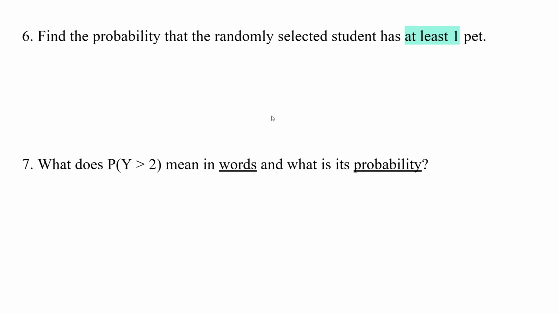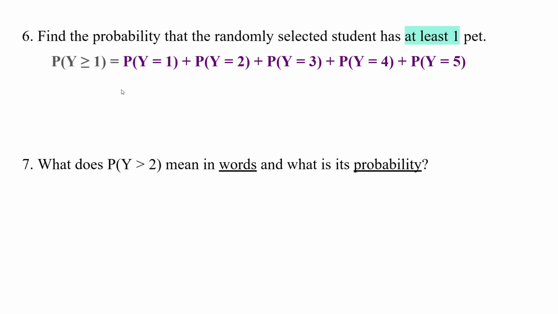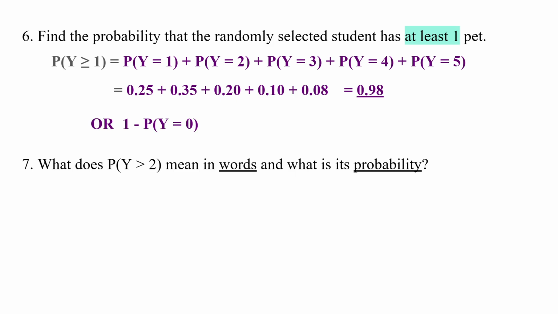Okay, so looking at number 6, we're wanting the probability that the randomly selected student has at least one pet. So I'm going to go back to this. We're wanting at least one, so we're wanting 1 or more. So you're wanting 1 through 5, so we can either add these up or you're not wanting the 0. Okay, so 2 ways you can work this. You can either add those up, which is going to give you 0.98, or you can subtract what you don't want from 1. So subtract that 0.02 and it will still give you 0.98. Whichever is best for you works for me.